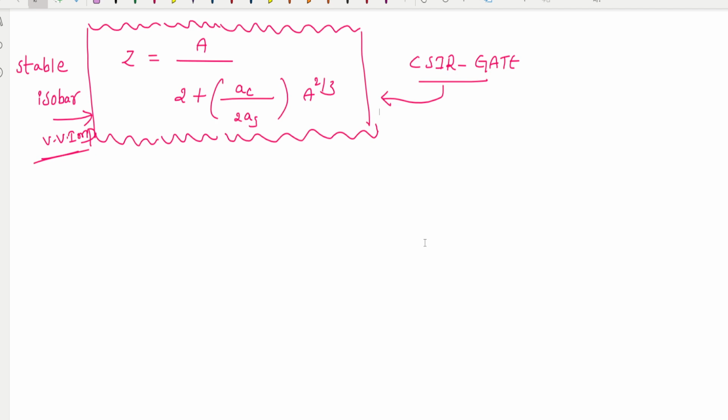Later, quickly, I'm going to derive the semi-empirical mass formula. After that, we can find this formula. Okay. So this is very important.